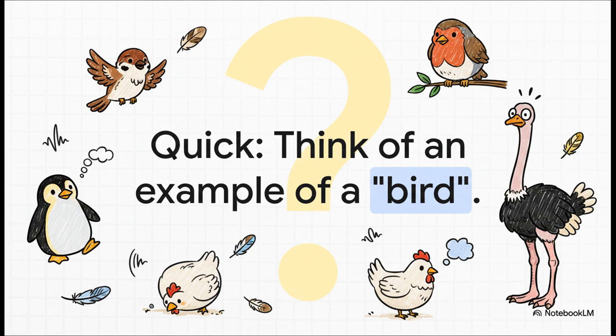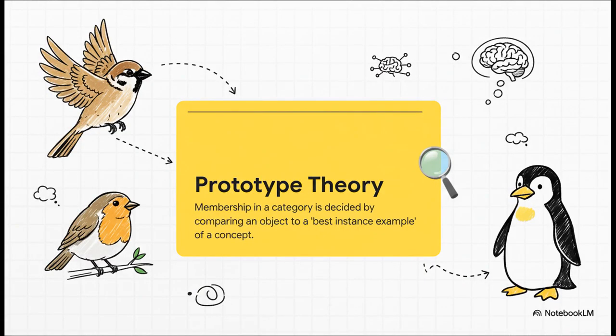So why is that? Well, that sparrow or robin in your head is what we call your mental prototype. It's the ideal, best example of that concept, and you measure all other potential birds against it. Now, a penguin is definitely a bird, but it feels less birdy than a robin because it doesn't fly and doesn't quite match our prototype. So with this theory, meaning isn't about a checklist of features, but about similarity to a core example.